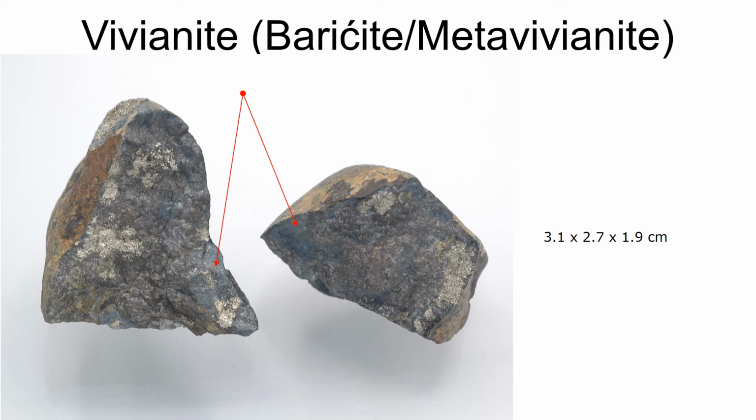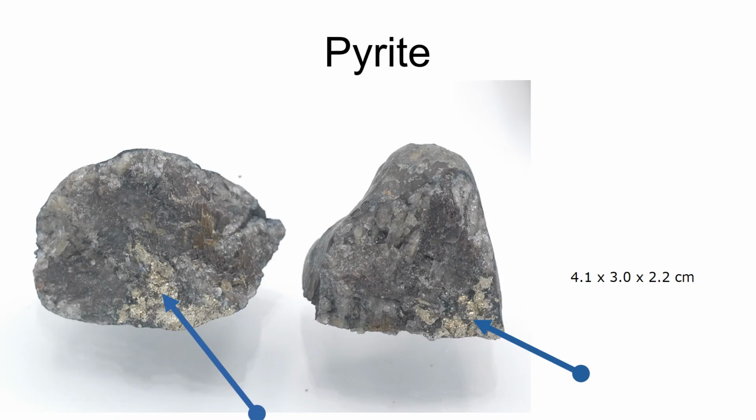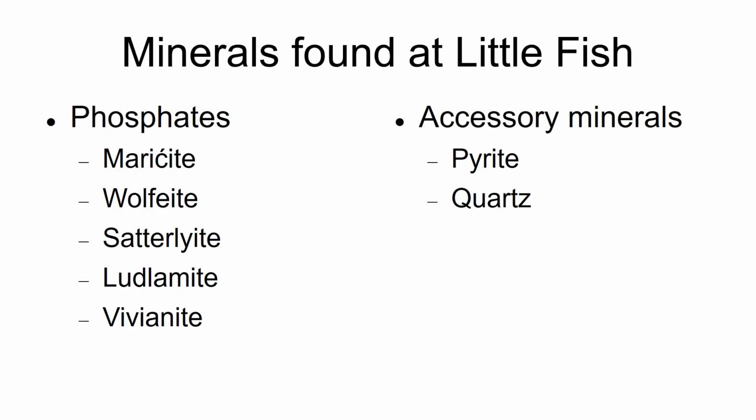Vivianite occurs as a bluish colored mineral generally in the periphery of some nodules. I cannot be certain it is vivianite versus baricite or metavivianite, since I'm not convinced Raman can distinguish between these three minerals, and all three have been reported at Big Fish River. Finally, pyrite was also identified by Raman, common in nodules, as can be seen here.